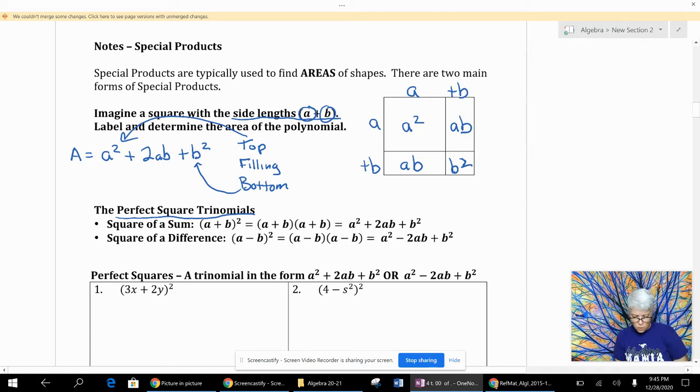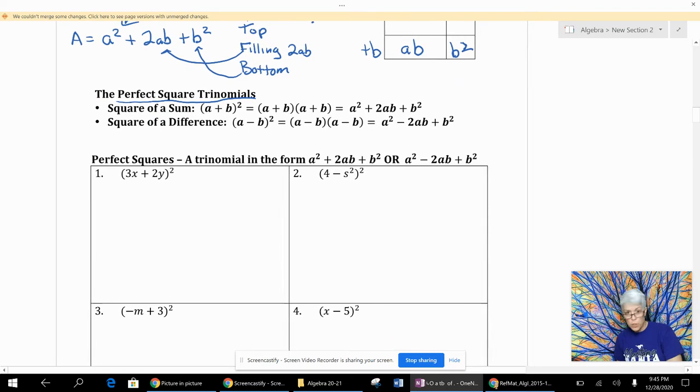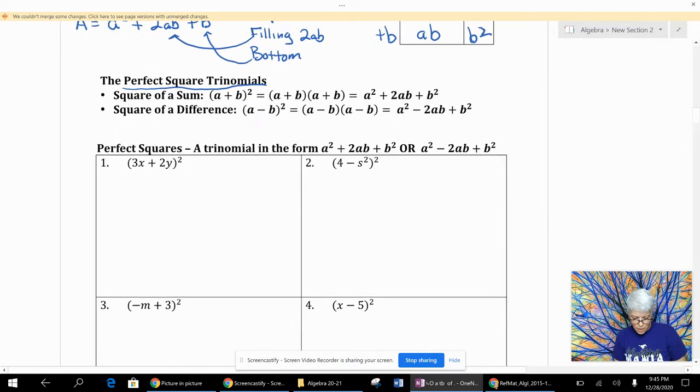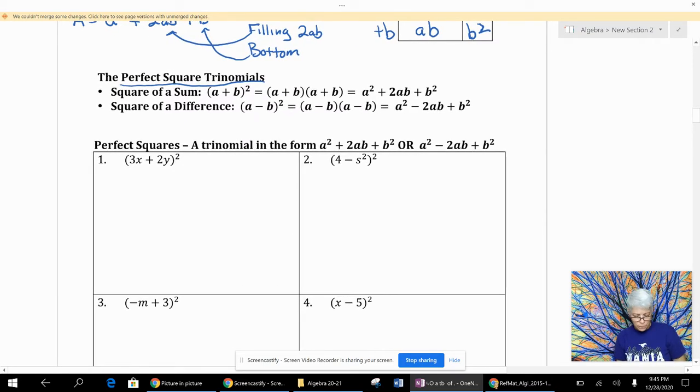The filling is always going to be the a and the b multiplied together times 2. So it's going to be 2ab, which there it is in the middle. So what does that mean? You'll see in just a minute. I'm going to show you what we did yesterday, and then I'm going to show you the new method on top of it so you can kind of see the pattern better and then decide if you want to use it or not. So here we have a perfect square.